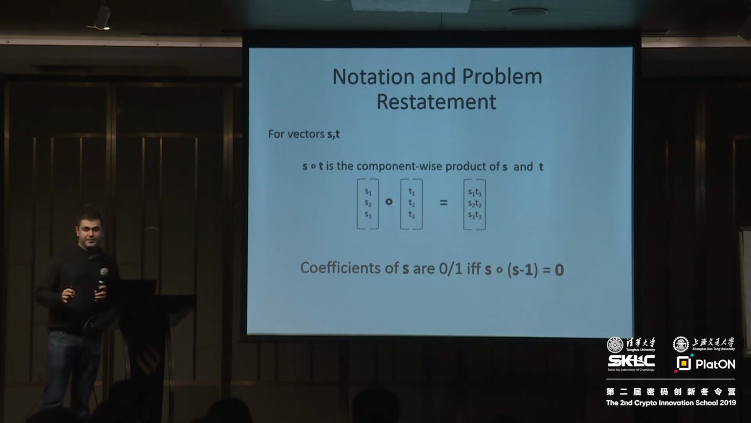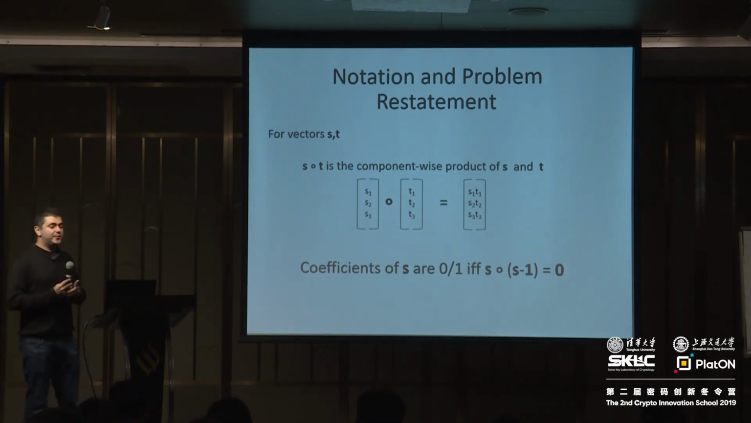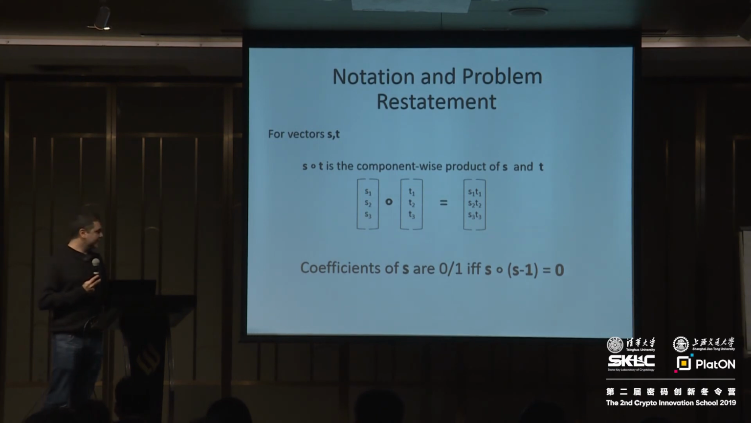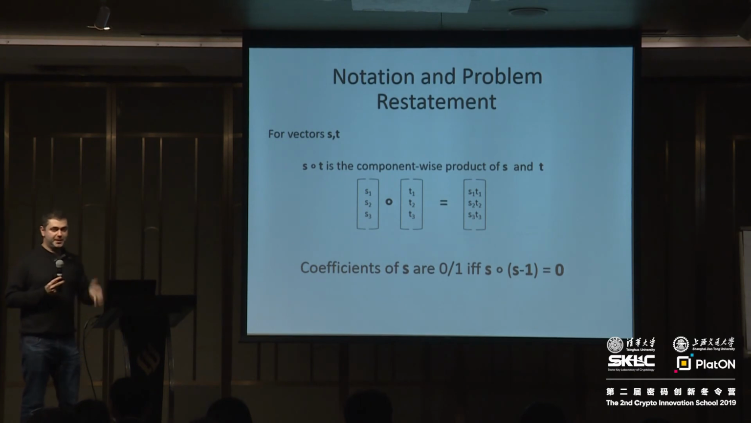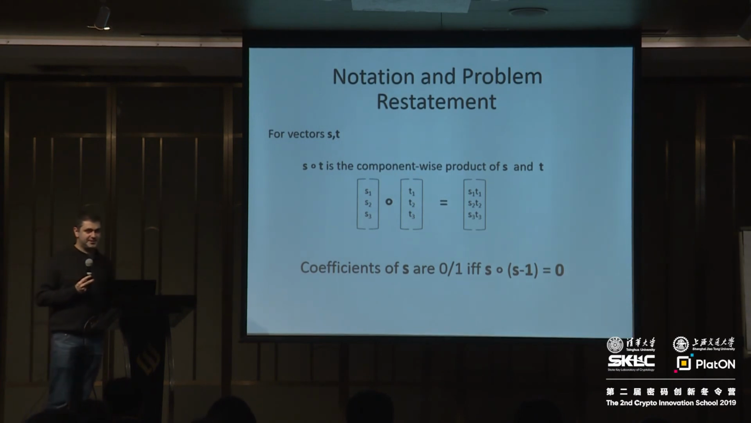And now, the one thing we should notice is that the coefficients of s being 0 or 1 is exactly the same thing as the component-wise product of s with s minus 1, where 1 is the all ones vector, being 0. These two conditions are exactly the same. So we're going to be proving this. Instead of saying s is 0, 1, I'm going to be proving that the component-wise product of s with s minus 1 is 0.